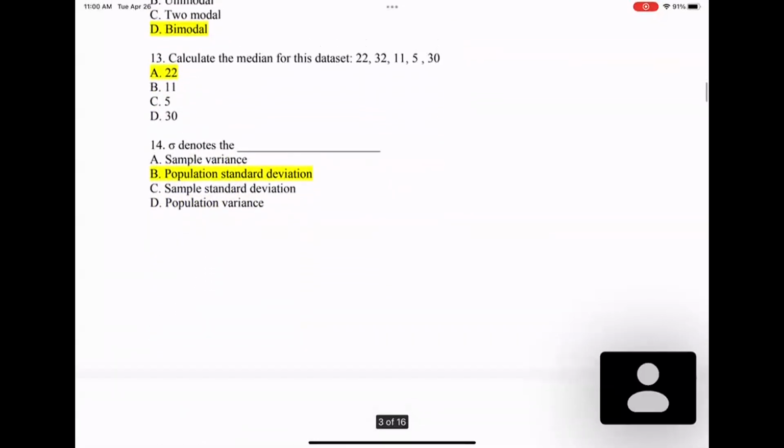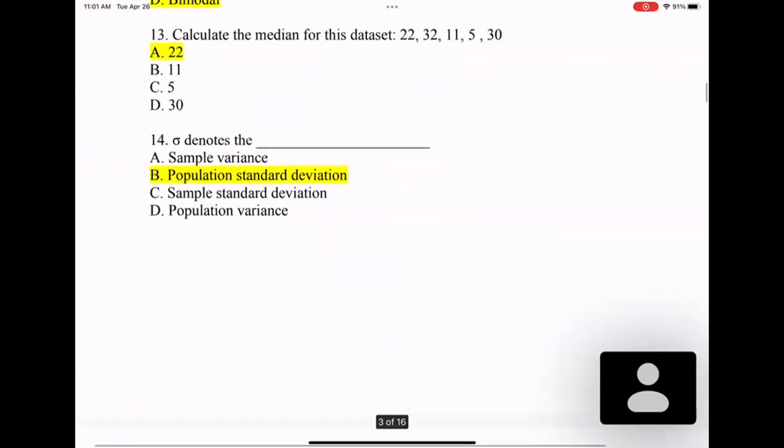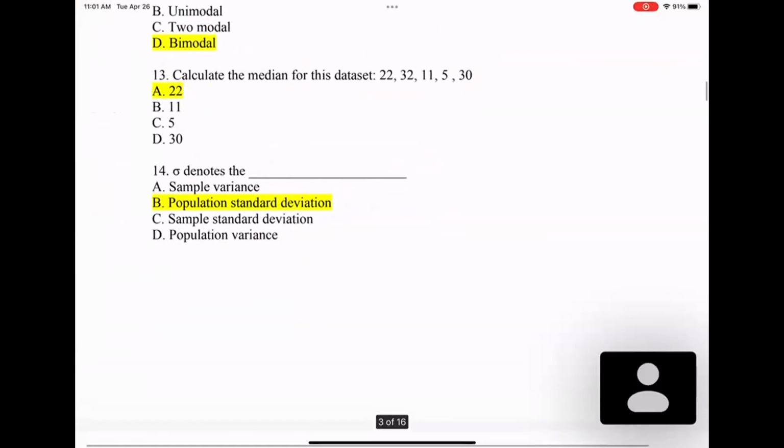Calculate the median for the data set. I guess I wasn't nice enough to order them. So there are 1, 2, 3, 4, 5 numbers. So it'll be the middlemost. So it'll be the third. So that would be 5, 11, and then 22. So 22 is the middlemost.